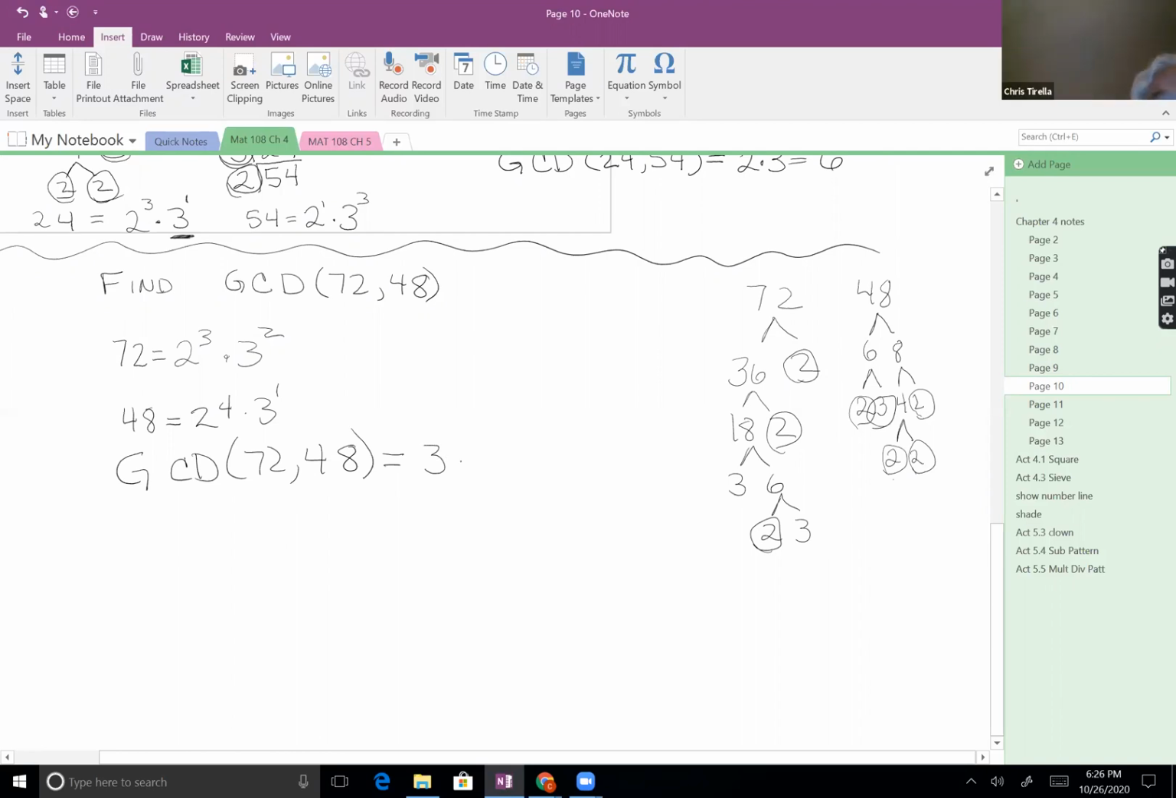I like where you're going. That's what 48 is equal to. But for common factors, we've got a 3. The lowest exponent is 1. They both have 2s, but between them, what's the lowest exponent on 2? 3. And so that becomes 3 times 8, or 24, is the greatest common factor.